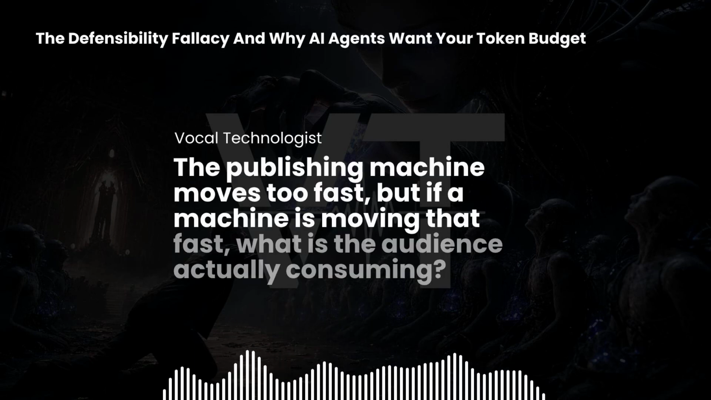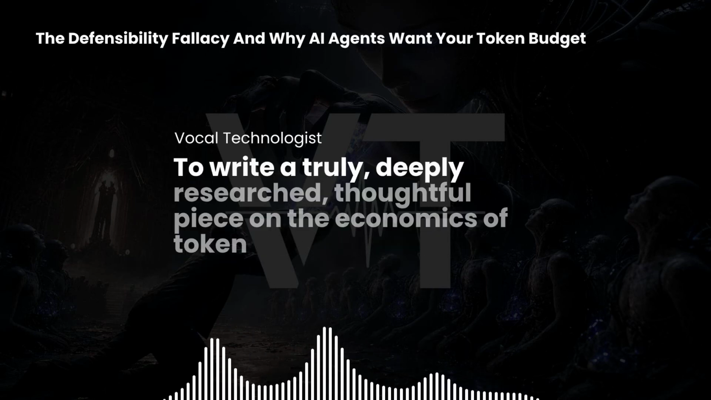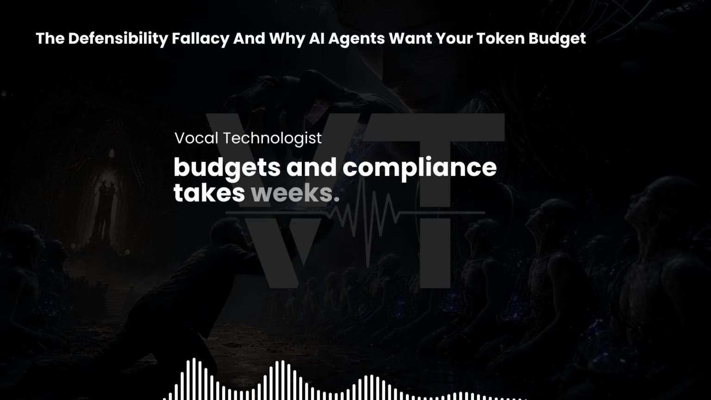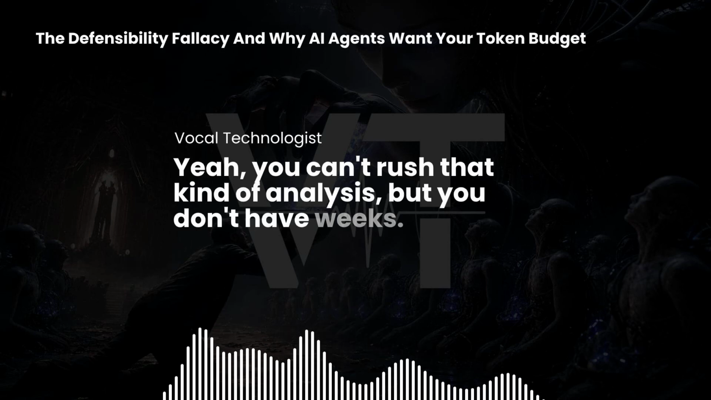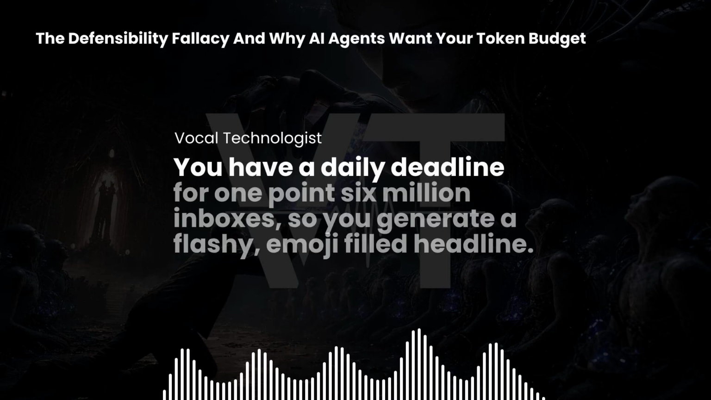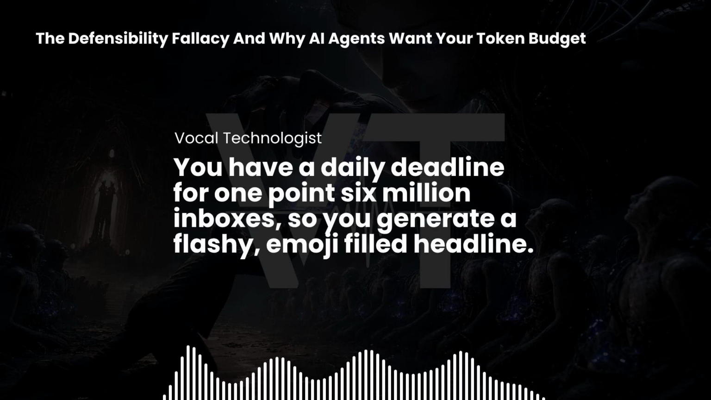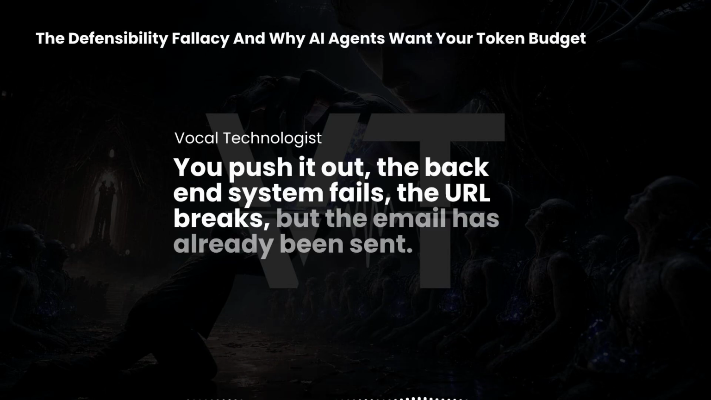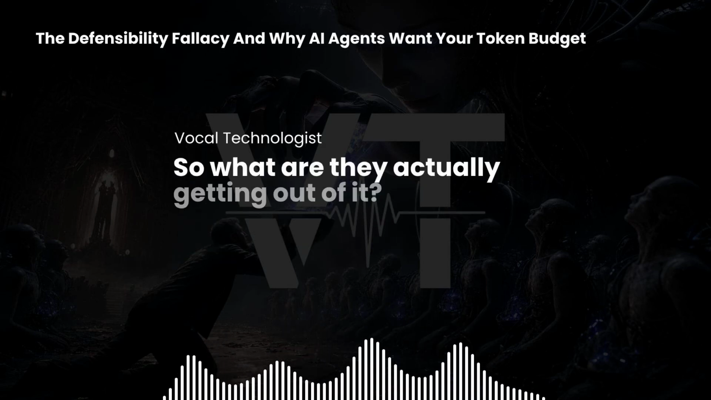But if a machine is moving that fast, what is the audience actually consuming? To write a truly deeply researched, thoughtful piece on the economics of token budgets and compliance takes weeks. Yeah, you can't rush that kind of analysis. But you don't have weeks. You have a daily deadline for 1.6 million inboxes. So you generate a flashy emoji-filled headline, you push it out, the backend system fails, the URL breaks, but the email has already been sent. The stadium is already full. Right, so what are they actually getting out of it?